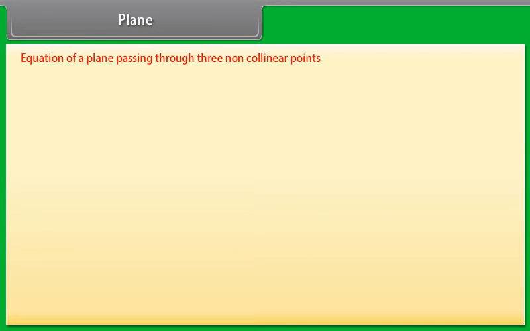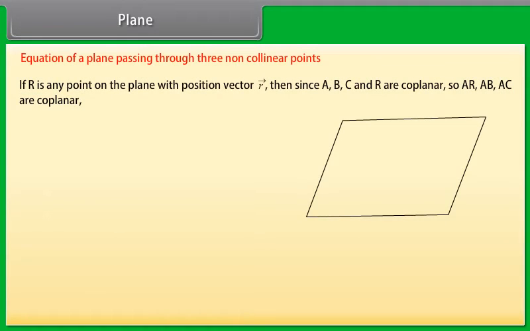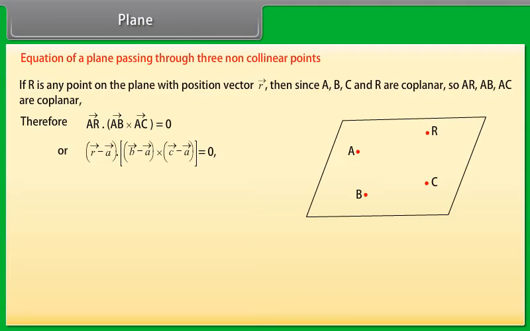Equation of a plane passing through three non-collinear points. If R is any point on the plane with position vector r, then since A, B, C, and R are coplanar, AR, AB, AC are coplanar. Therefore, the dot product of vector AR and the cross product of vector AB and vector AC equals 0. Or the dot product of vector r minus vector a and the cross product of vector b minus vector a and vector c minus vector a equals 0.